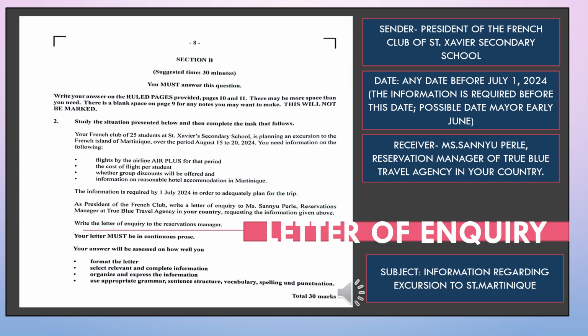Based on the information presented here, we know that any date before July 2024 is acceptable. The information is required before this date or on this date. A possible date that you could use would be May or early June. Thirdly, you need information regarding the receiver. The receiver here is Miss Sanyu Pearl, reservation manager of True Blue Travel Agency, and this agency is located in your country.